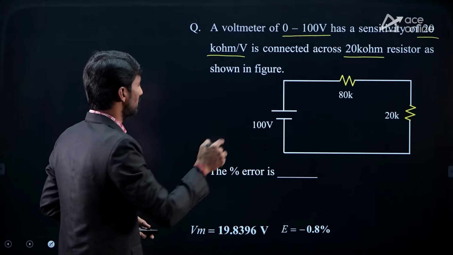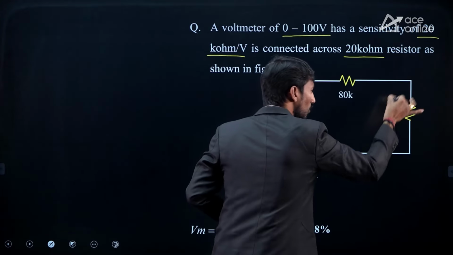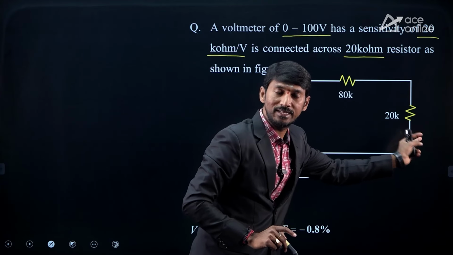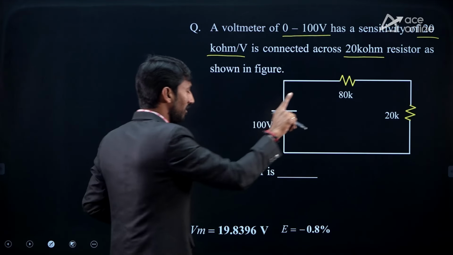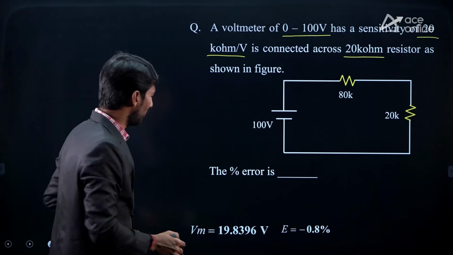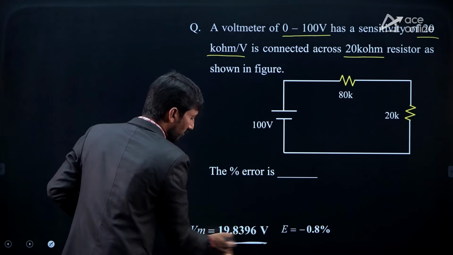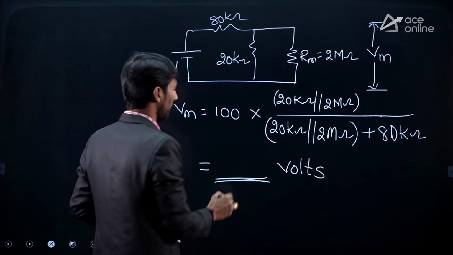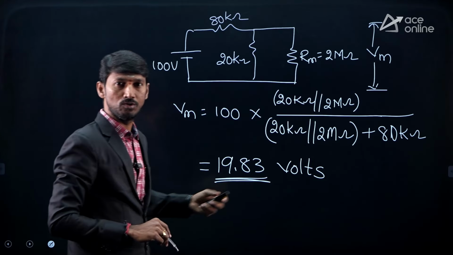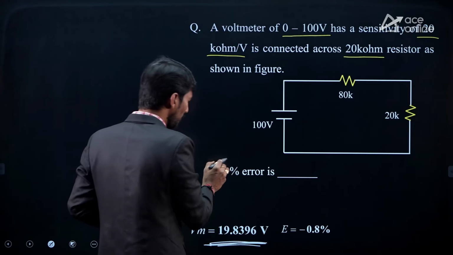What you have done? See this clearly. The voltmeter is connected across this. Without the voltmeter, what is the voltage across it? That is the true value. With the connection of the voltmeter, whatever the value is, that will be the measured value. You are going to get the measured value as 19.83, 96 something volts. Okay. But what is he asking?